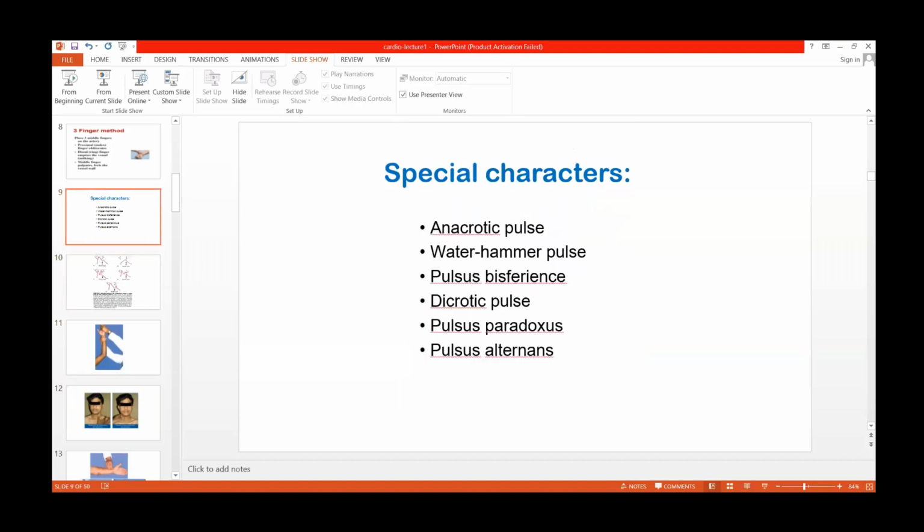Next is the pulsus bisferiens. What is the mechanism of pulsus bisferiens in AS with AR? This is another important point. In AS with AR, there will be severe vasodilation.